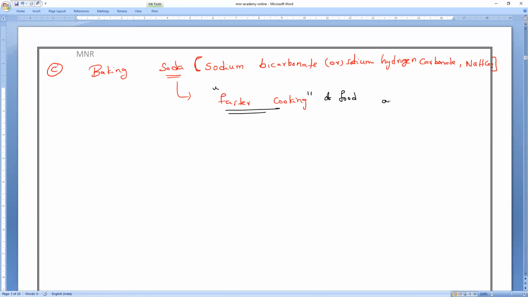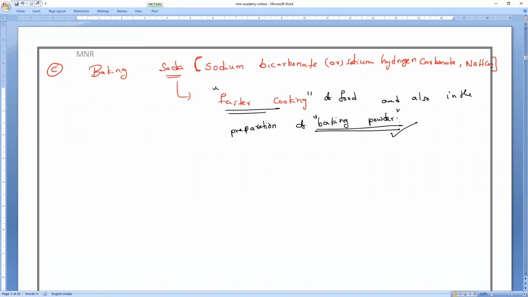Faster cooking of food, and it also helps in the preparation of baking powder. This is a real life application. You ask your parents, your mother, they will say for faster cooking, what they will add. This is what, baking soda they will add. Okay. And also we use it for making what? Baking powder.